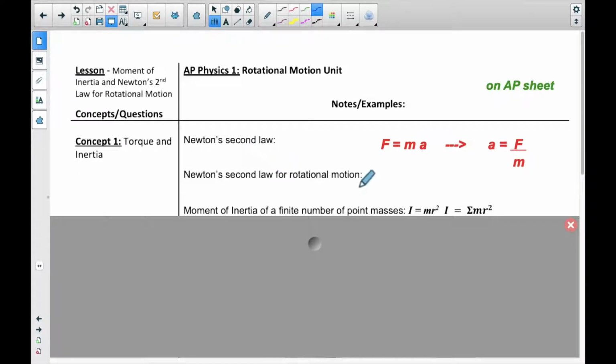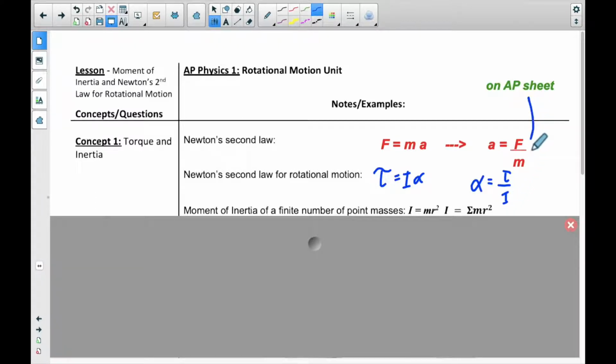Well, in the rotational world, what kind of goes with force is torque. And this concept of mass, we are going to call inertia. And then acceleration, well, we're still going to have acceleration. It's rotational acceleration, and so it's an alpha. So if we rewrote this like Newton's second law, we could say that rotational acceleration is equal to torque divided by inertia.